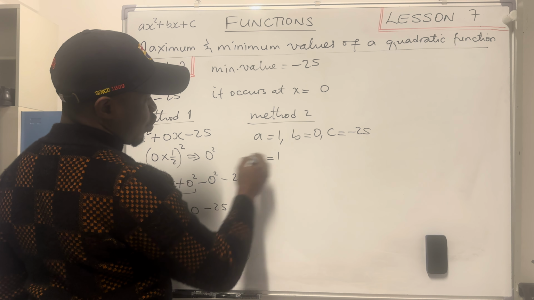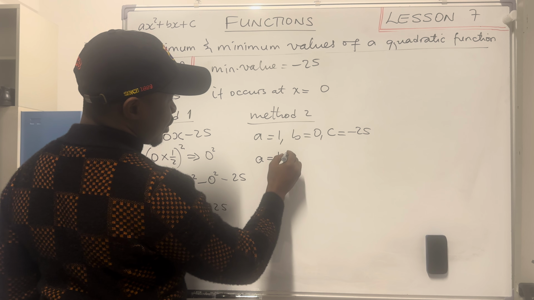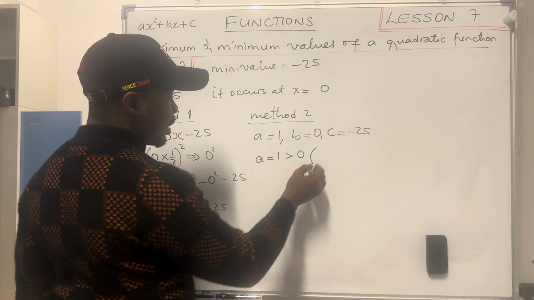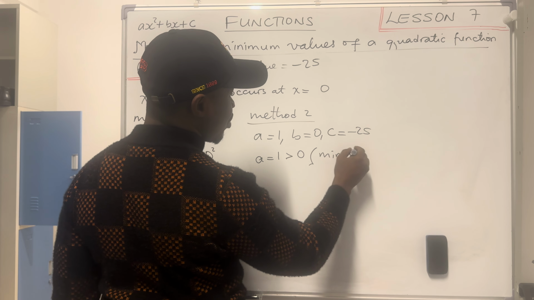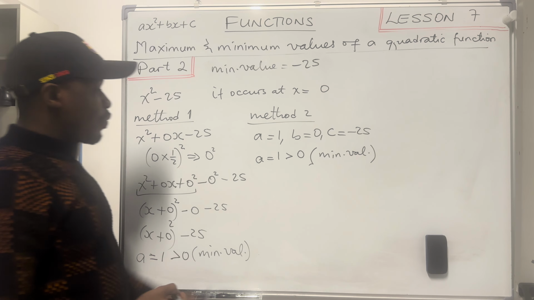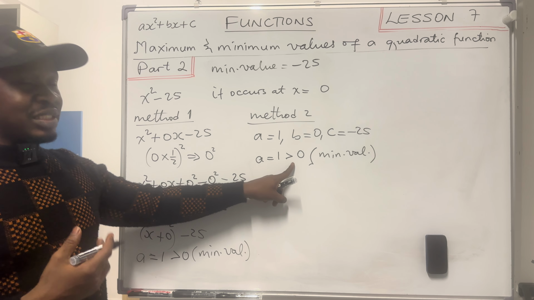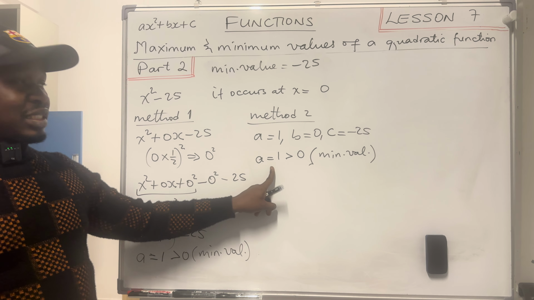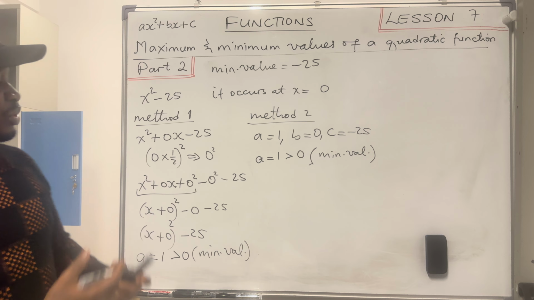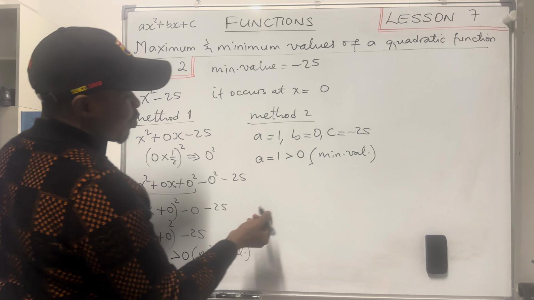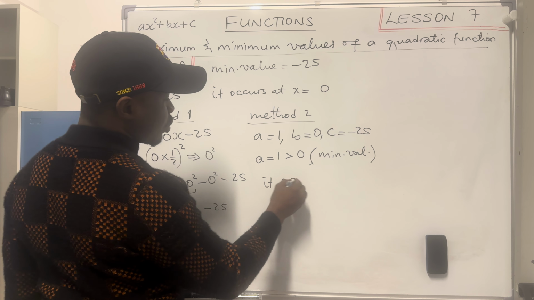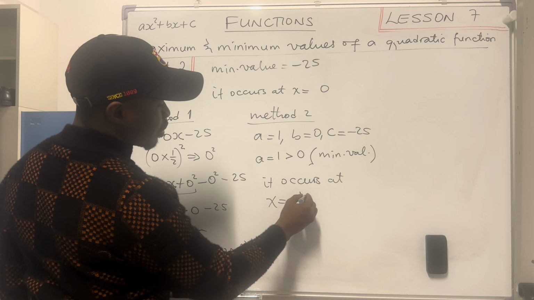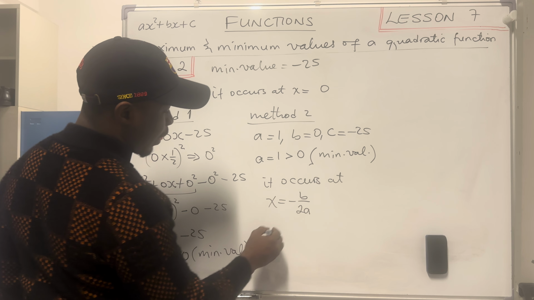A is equal to 1. So this means A is greater than 0. What does that mean? When A is positive or greater than 0, the value is minimum. When A is negative or less than 0, the value is maximum. So this one is minimum. So now we say it occurs at x equal to minus b over 2a.